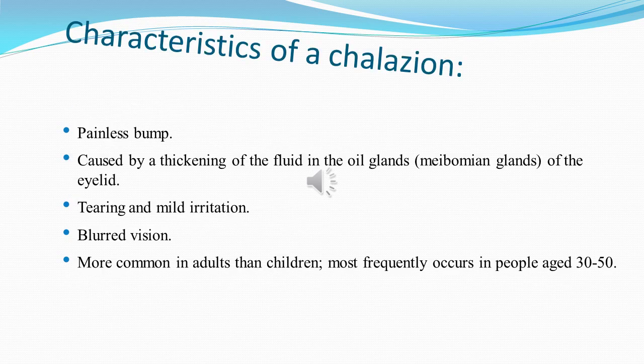The characteristic features of the chalazion include a painless swelling which is present away from the lid margin, free from the skin, and moves freely under the skin. It's more common in children and adults and most frequently occurs in people aged between 30 to 50, and there may be underlying refractive error and diabetes mellitus conditions.